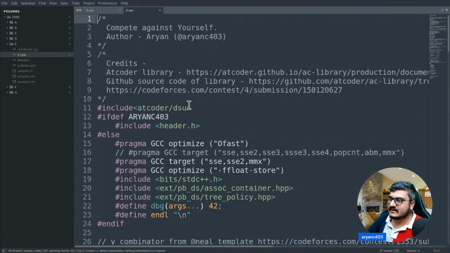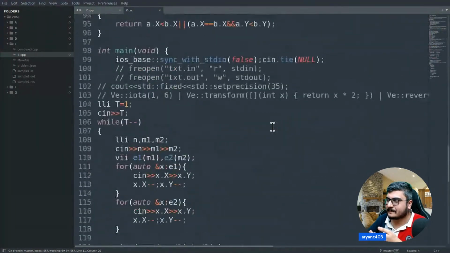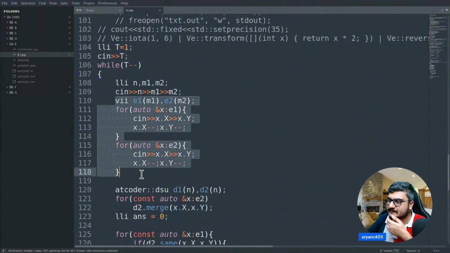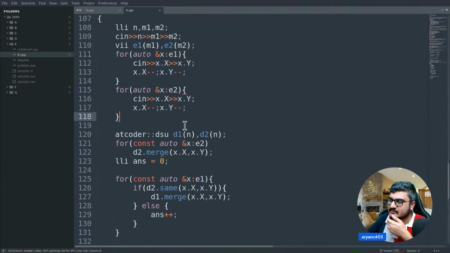So essentially I have this coder DSU. You can probably check one of the older videos I have to see how to import this library in your local setup, etc. So I first did all the edges. Then I have two DSUs, D1 and D2, one for E and one for F. First I merge all the edges to find what all different connected components are there in D2.